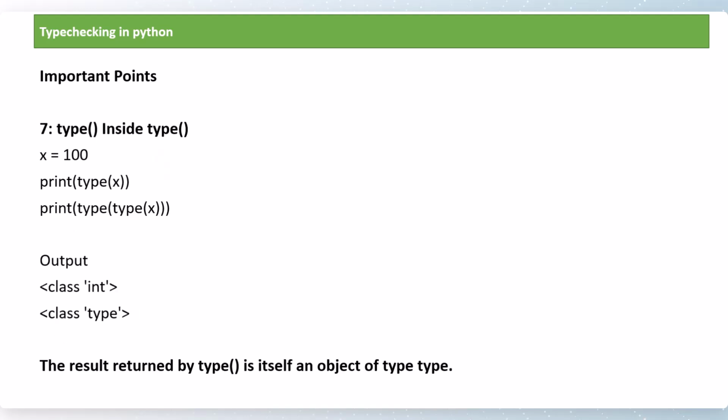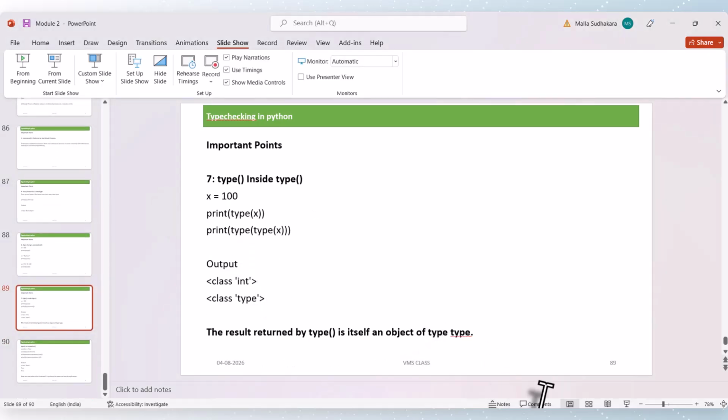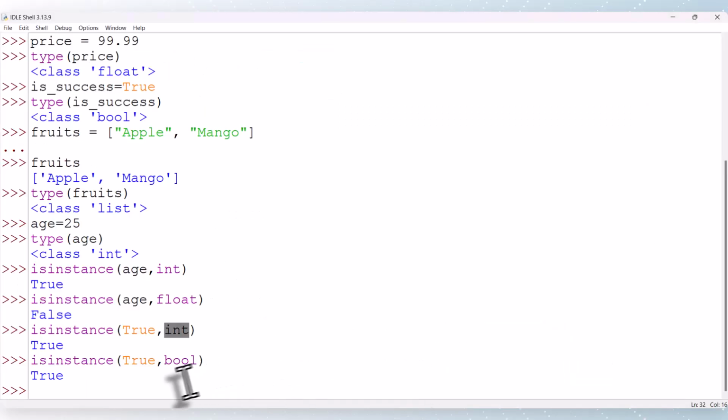And this is another important interview question: type inside the type. I have x equal to 100. Type of x, you know that it is going to return int. But what is type of type of x? It is nothing but the type class. The result returned by type, whatever result we are getting, this type itself is an object of type. Okay, if you want, let me show you an example.